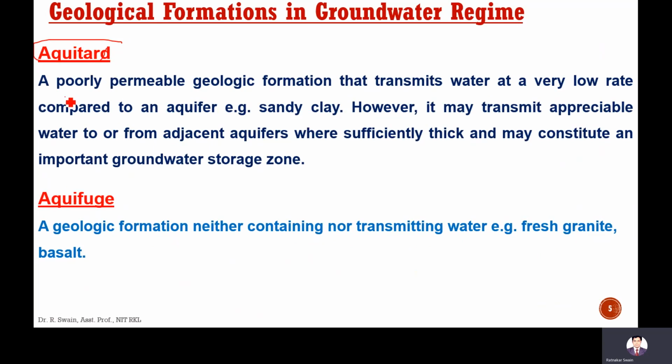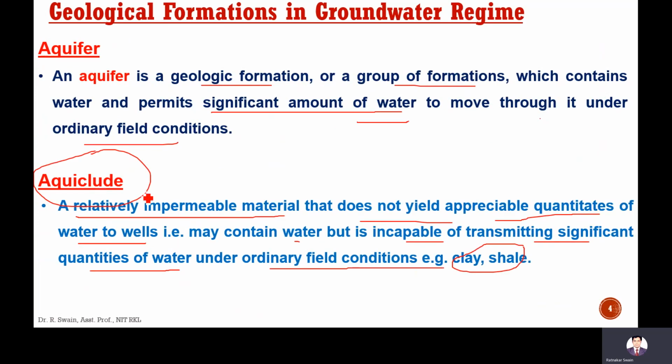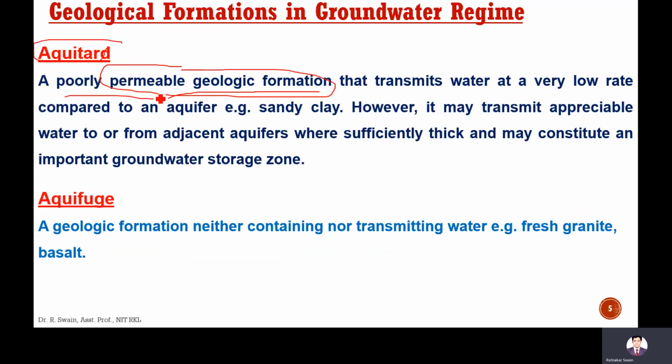Aquitard is a poorly permeable geological formation. Its permeability is more compared to aquiclude, but it is still poorly permeable. It transmits water at a very slow rate compared to an aquifer, and the water content is very low. For example, if there is sandy clay, that layer can be called an aquitard.